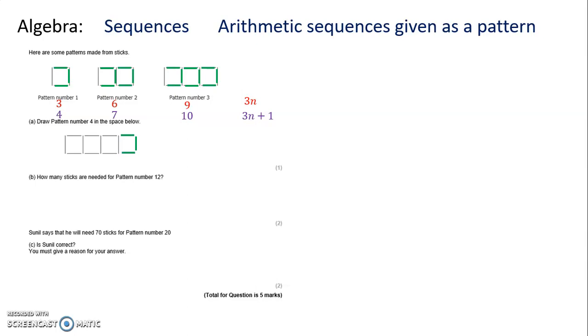So if I want to work out pattern number 12, well, that's going to be 3 lots of 12 add 1. And if I use BIDMAS, 3 lots of 12 is 36, and then I'm going to add 1, and that gives me 37.